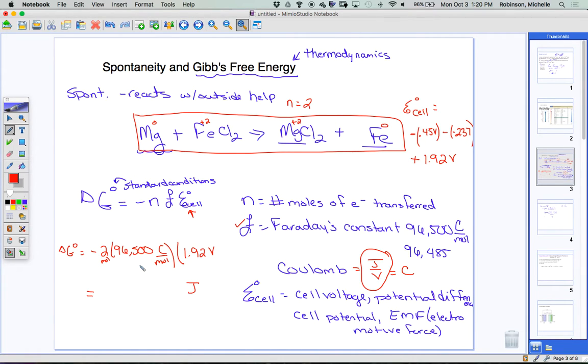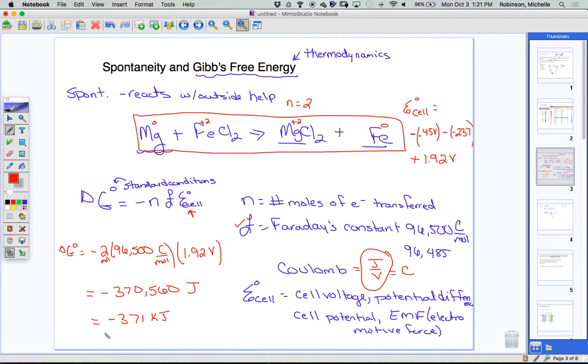So 2 times 96,500 times 1.92, what do we get? See how it's a big number? That's normal. That's very normal, because typically delta G's are reported in kilojoules. So we'll just call it 371 kilojoules.